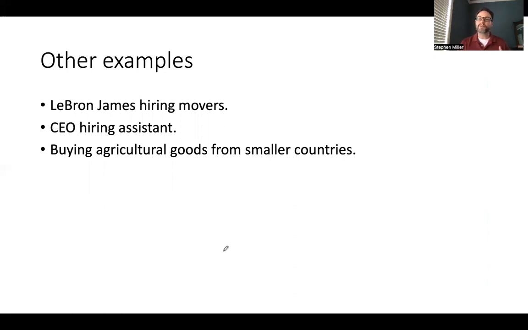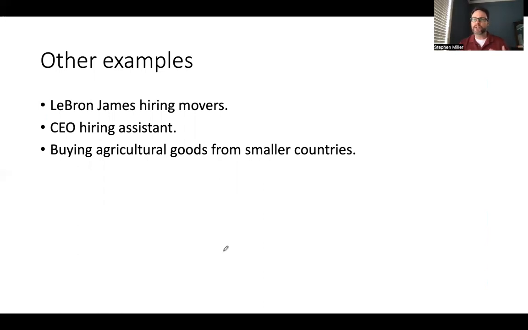Why? Because the opportunity cost of his time is so high, right? If he's missing practices, or God forbid, if he's missing a game, he's losing a lot of income. It's a high cost to him, both in terms of income and reputation and all kinds of other things. It doesn't make sense for him, with the high opportunity cost of his time, to move his own furniture, even though he may have an absolute advantage. So that's a case where he has a comparative advantage, but not an absolute advantage.